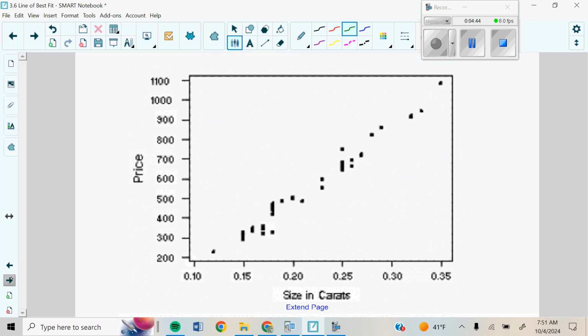So you see, as your carats get larger in your gemstone, the cost increases. So this gives us a positive, a pretty strong positive correlation. Now go ahead and take a straight edge. That's the big thing. You want to have a straight edge.